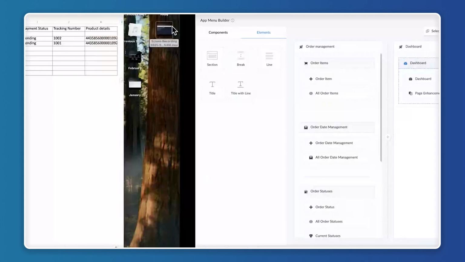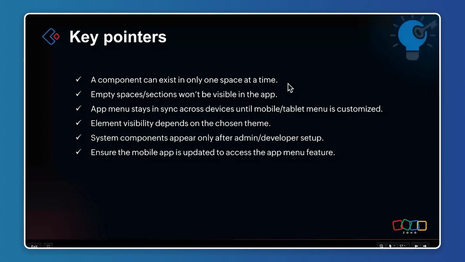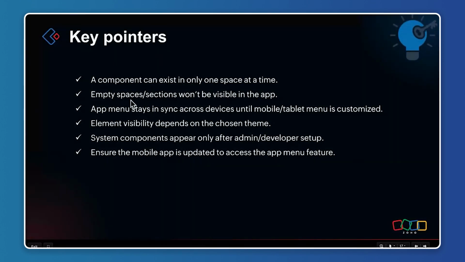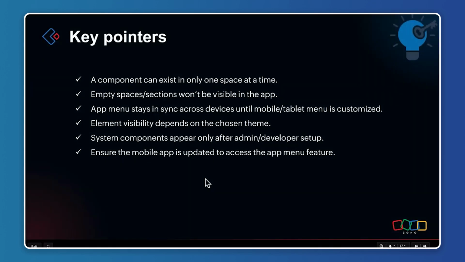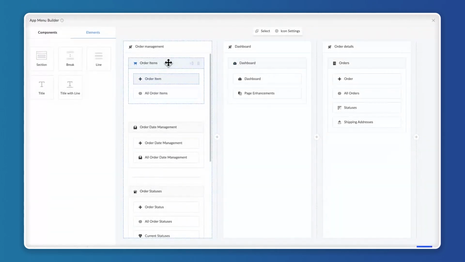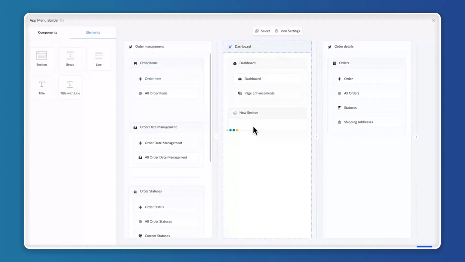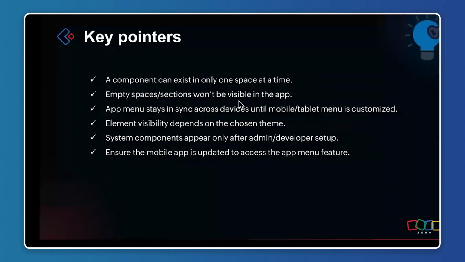So basically it will be visible only in one space at a time, and empty spaces or sections won't be available in the application. So if you have created any empty spaces or any empty sections, which means let's say I'm just creating a new section, right? So this is an empty section, right? This empty section will not be visible inside your application when you access it in the live mode, right?